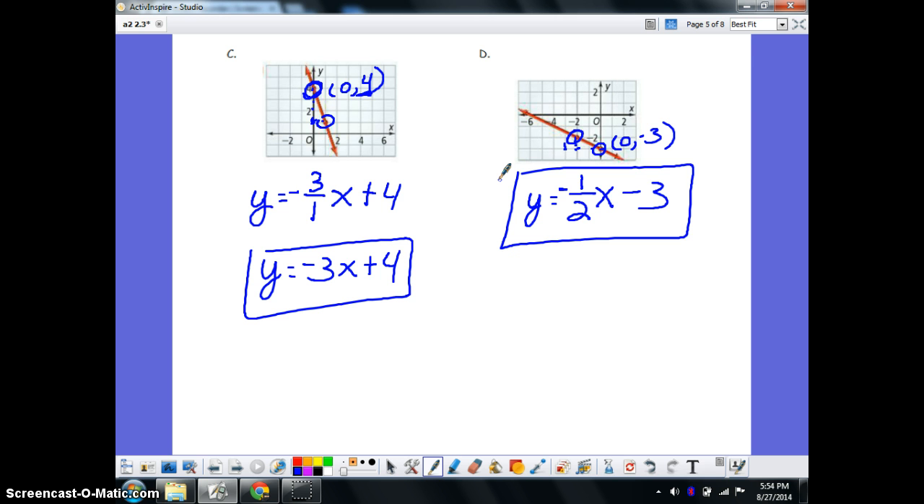Next, we'll look at graphing linear functions.